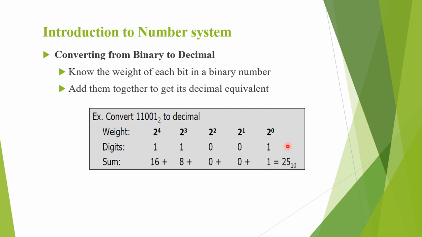Starting from the rightmost bit, that is the LSB, the weight is 2 to the power 0. For the next higher bit, it is 2 to the power 1. Next higher bit, 2 to the power 2, and so on. So the MSB is getting the weight 2 to the power 4.